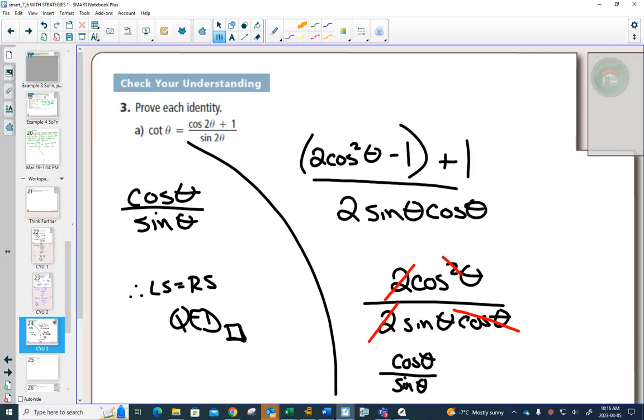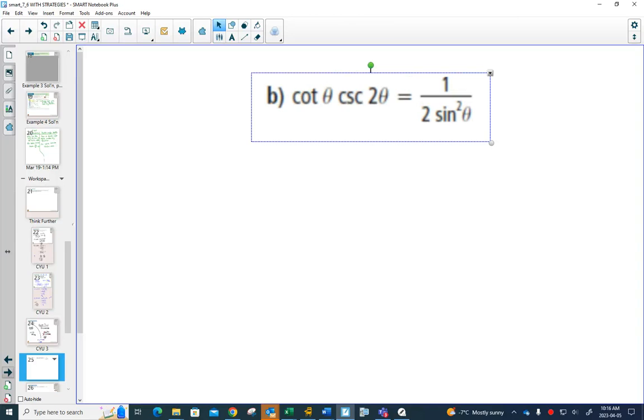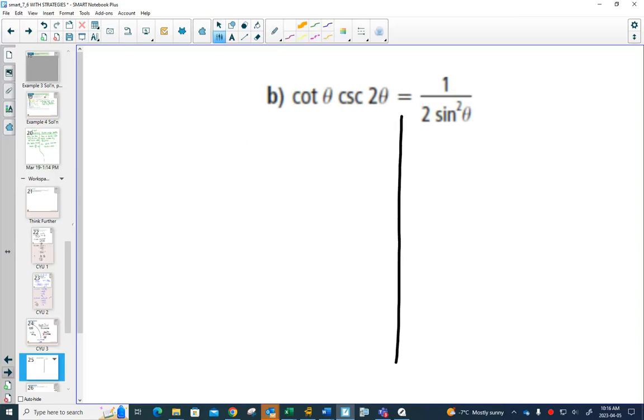For part B, we have a 2 theta inside of cosecant. You do not have a cosecant 2 theta formula on your formula sheet, but what we can do is we can change cotangent to cos theta over sine theta, and we can change cosecant 2 theta to 1 over sine 2 theta.